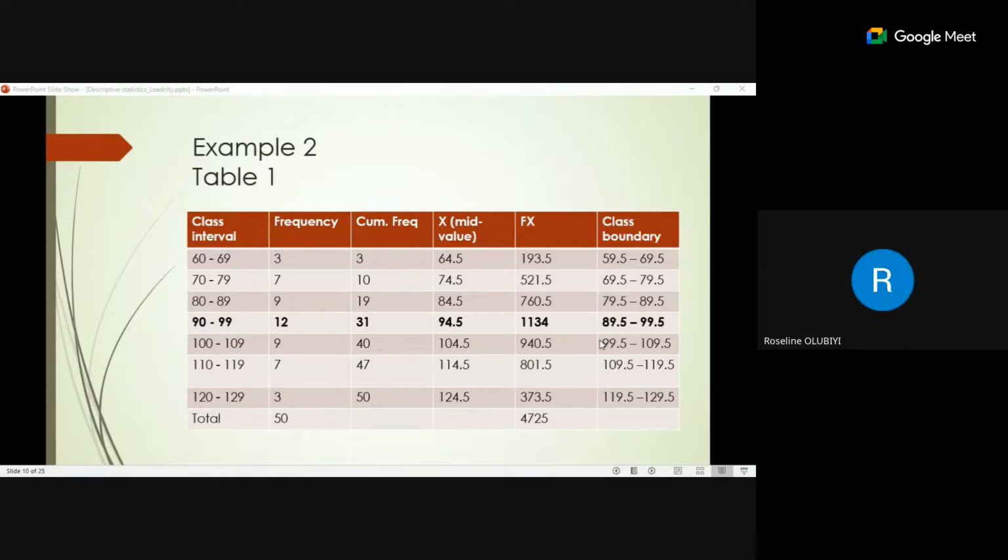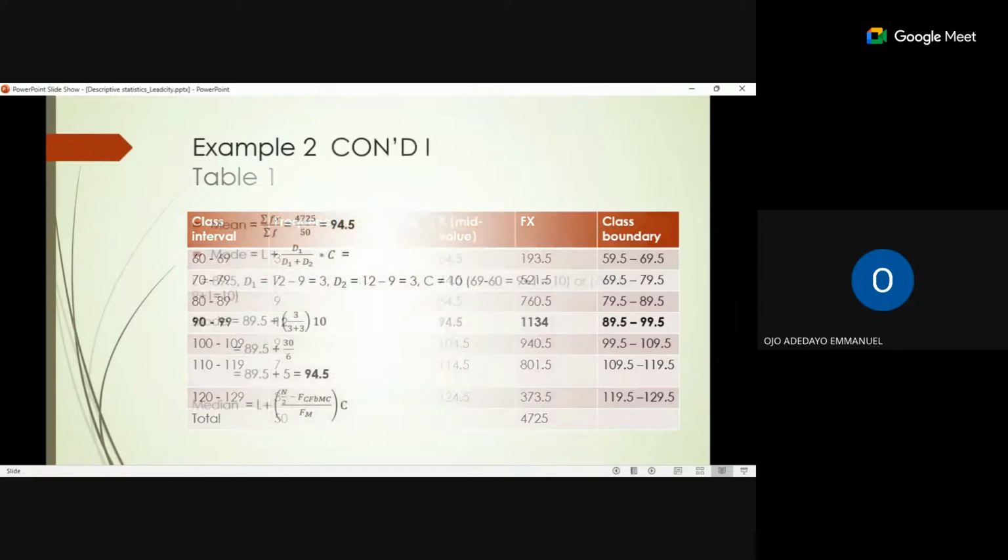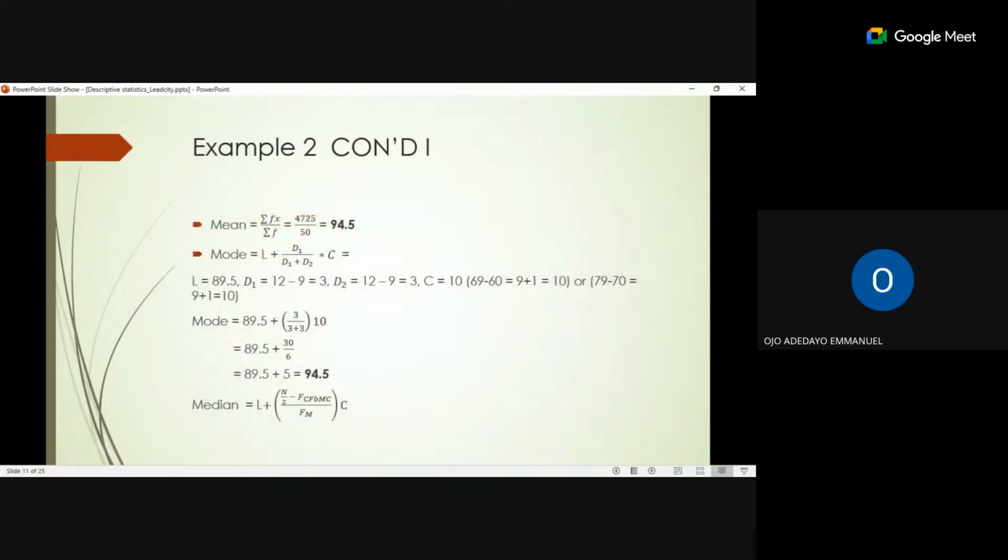But I know you know how to get the modal class now. Yes, sir. The one with the highest frequency. So let's move on. Okay. Now the next one is the median. It's the same thing. Now, the first thing is you have to locate the median class.